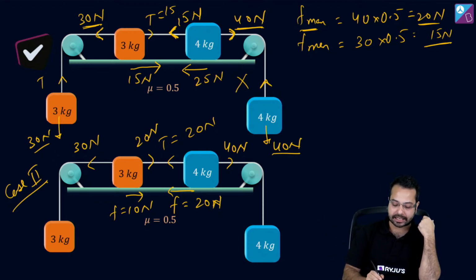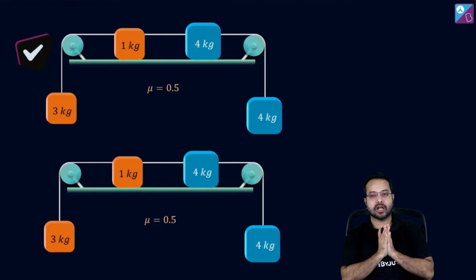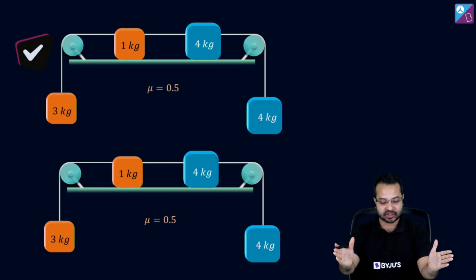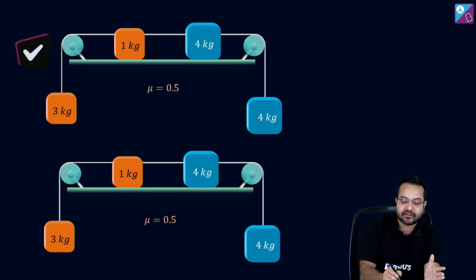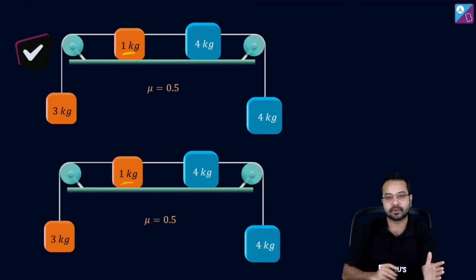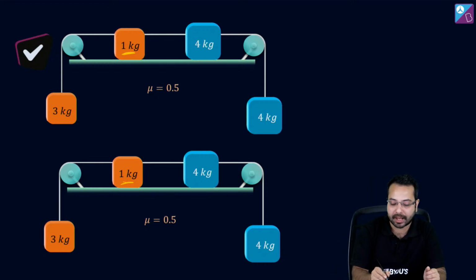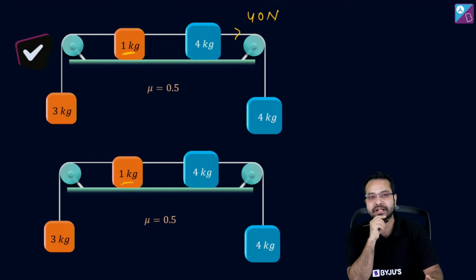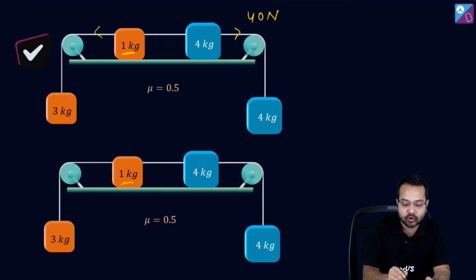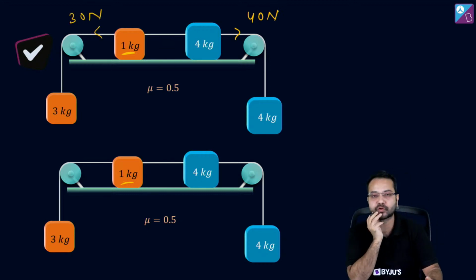Okay, let's see. Let's test that in this new situation. All right, we have another situation. Here what I've done is I've replaced the 3 kg block by a 1 kg block. Now tell me what is going to happen. Something very interesting is going to happen. Now we have already arrived at this point that there's going to be a 40 Newton non-negotiable force here. There's going to be a 30 Newton non-negotiable force over here.